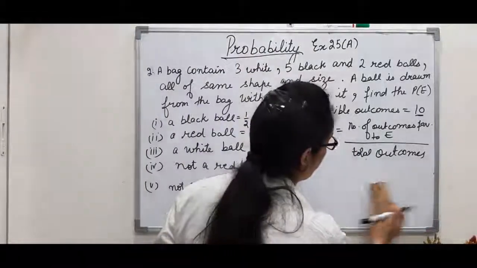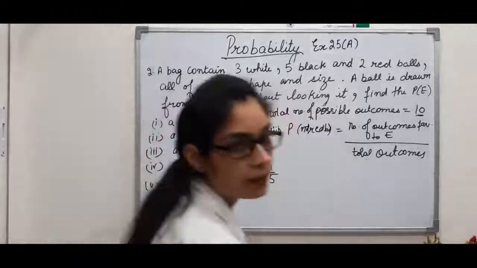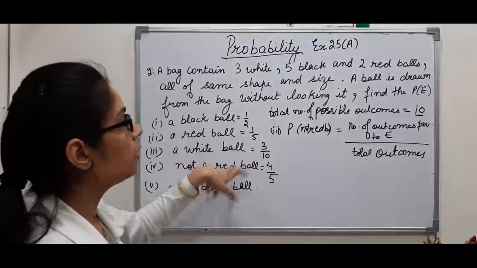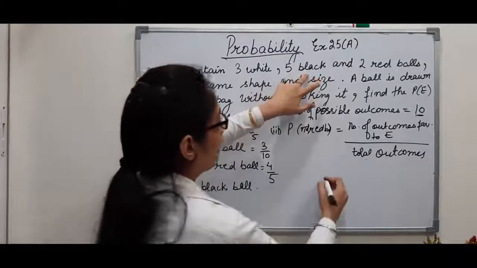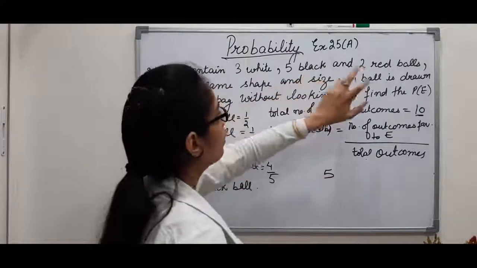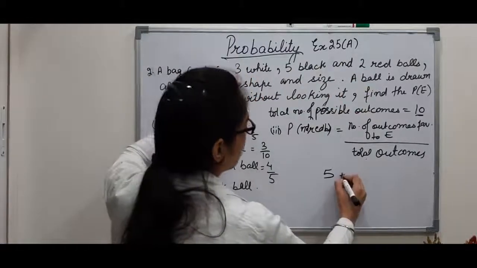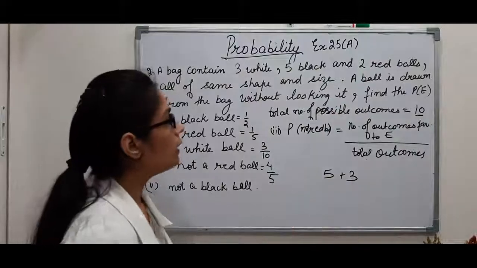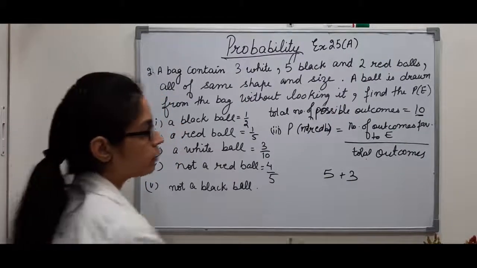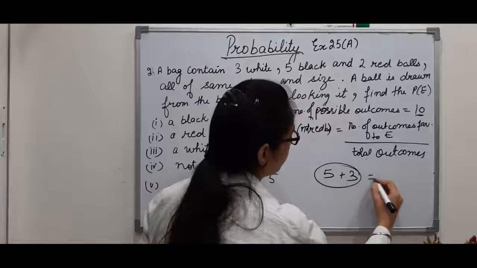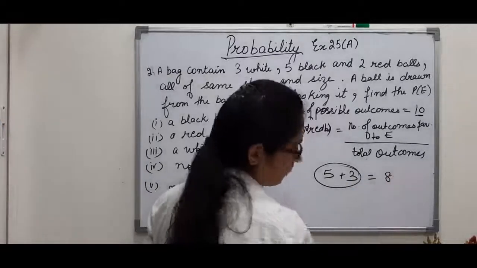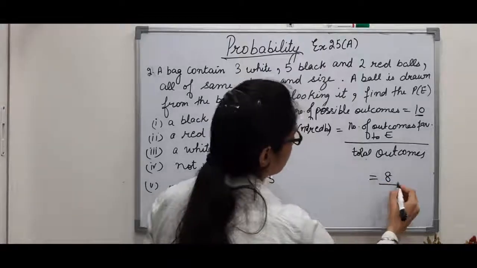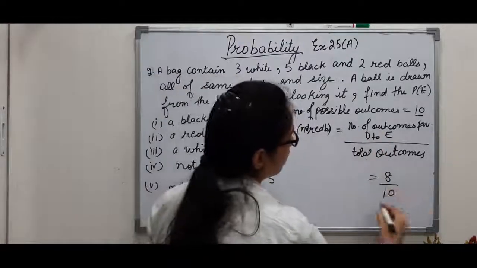If you want, you can try it. If a ball is not red, it will be either black, I have 5 black balls, or white. If a ball is not red, it will be either black or white. So black and white balls I have in total 5 plus 3, 8. So there are 8 chances of not getting a red ball. So total chances are 10.